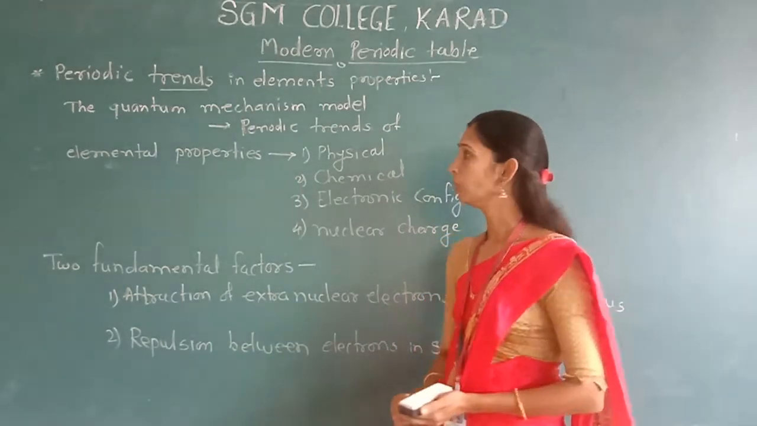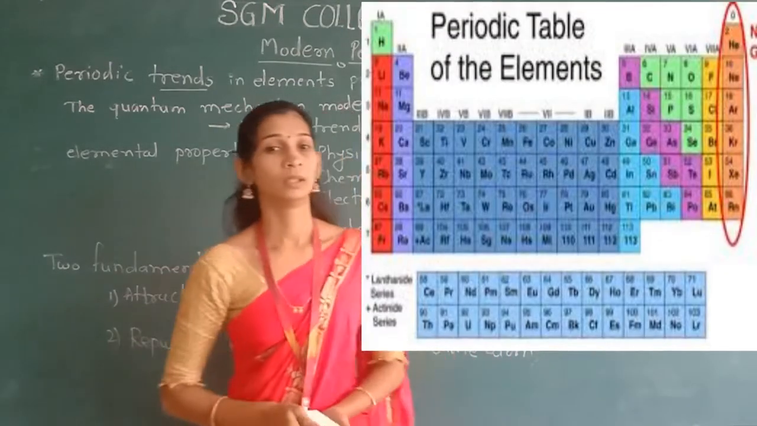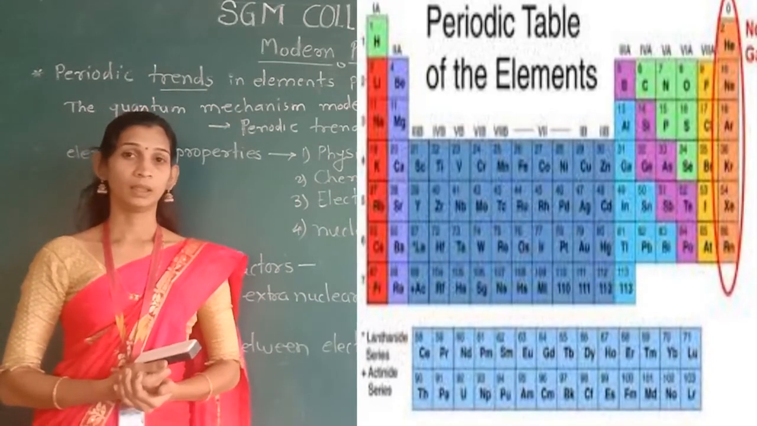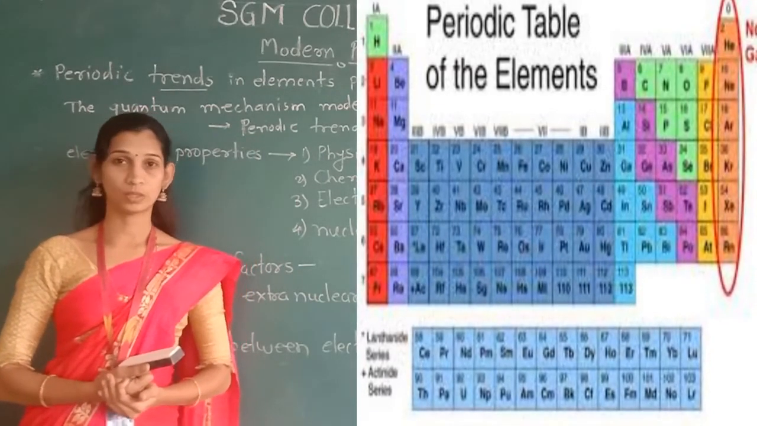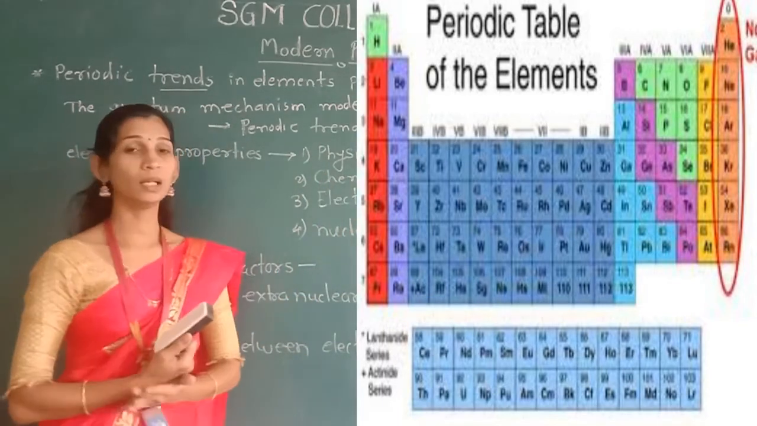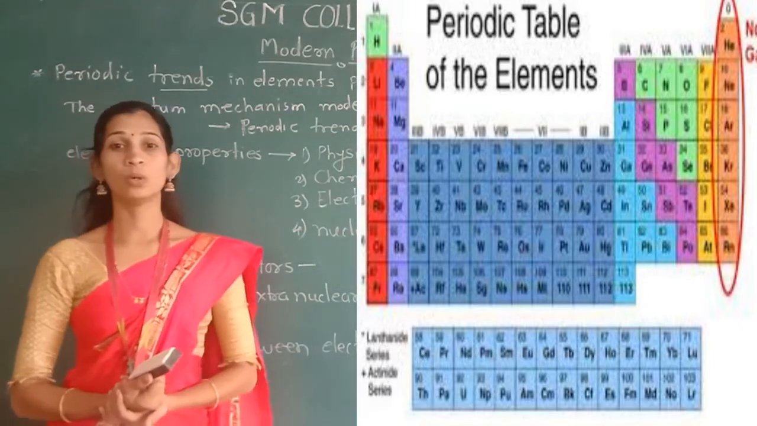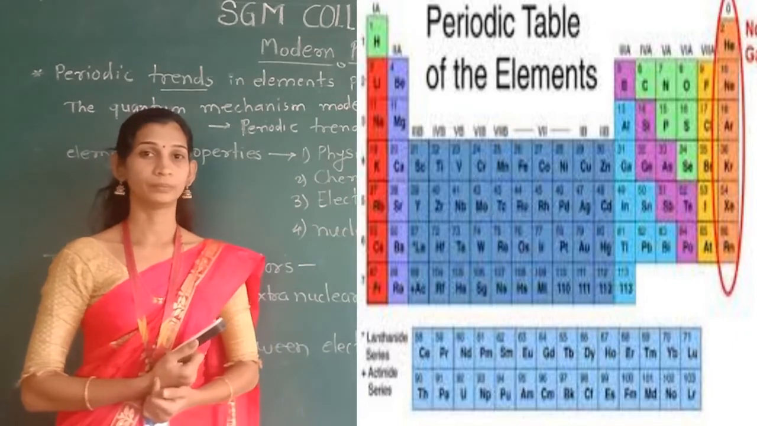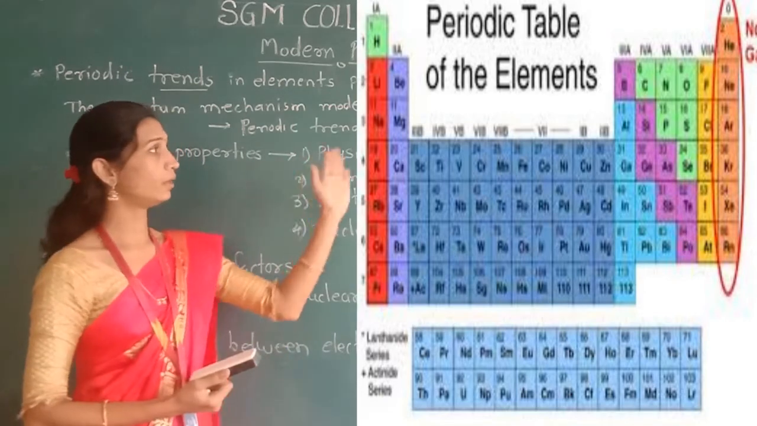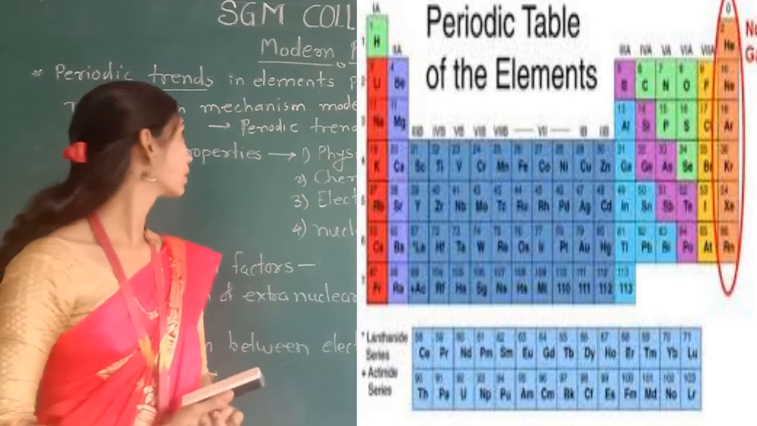Now, if we consider the elements in the same group, they show similarity. The properties are similar within the group. And if we are going top to bottom, or left to right, how the properties change we see in this lecture.